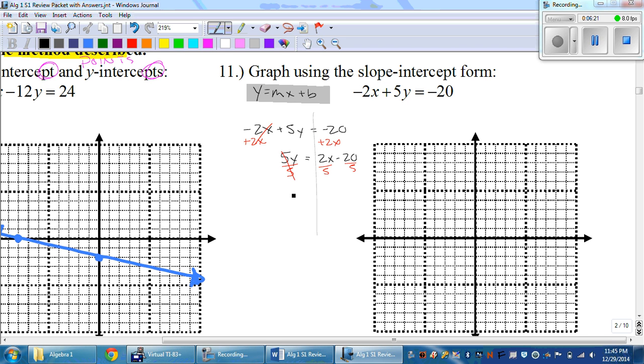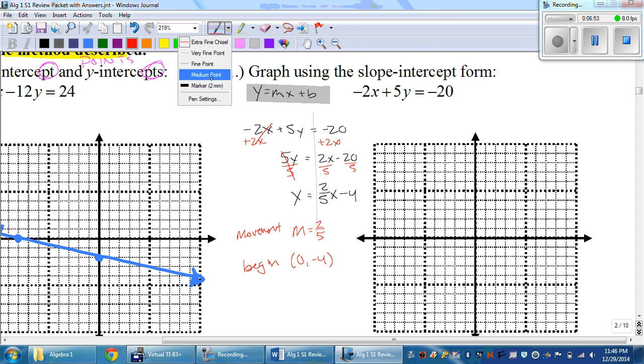Now remember, when we're dealing with slope, that we want fractions. So we get y equals 2/5 x minus 4. And this is important because now I know that my slope is 2/5 and that my y-intercept is -4. Okay? The m is our movement. Okay? And the b is where we begin. Okay? So, here we go. I'm going to start this graph at (0, -4).